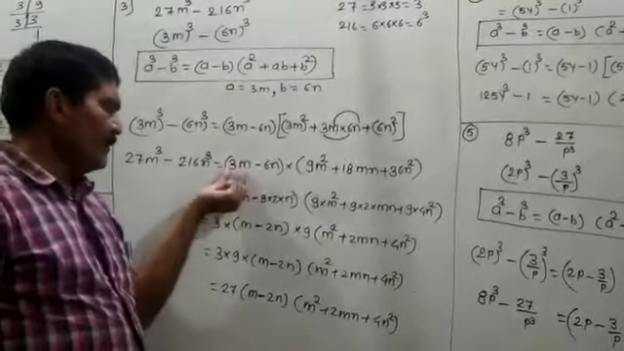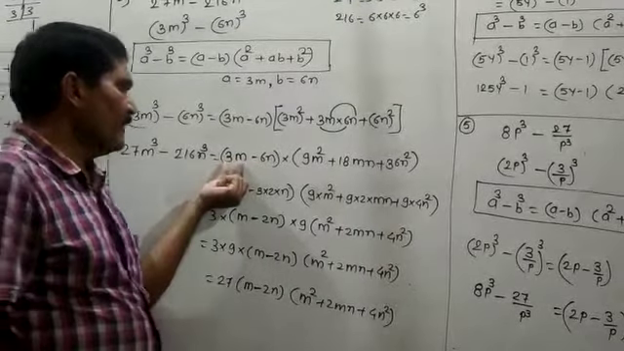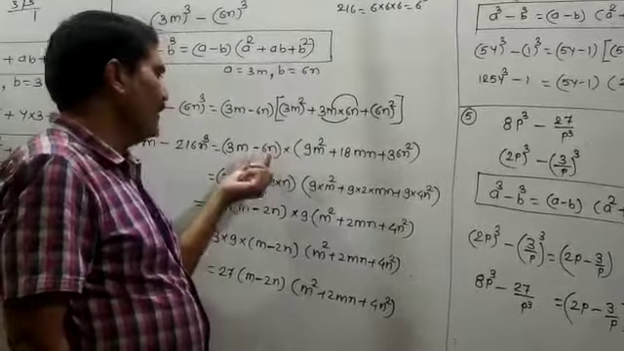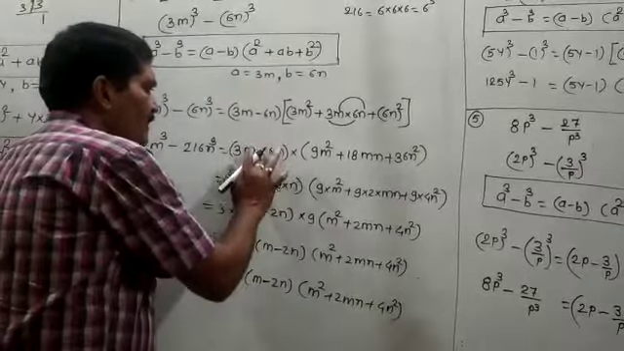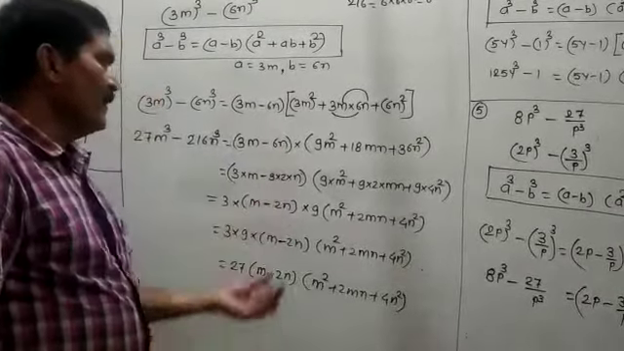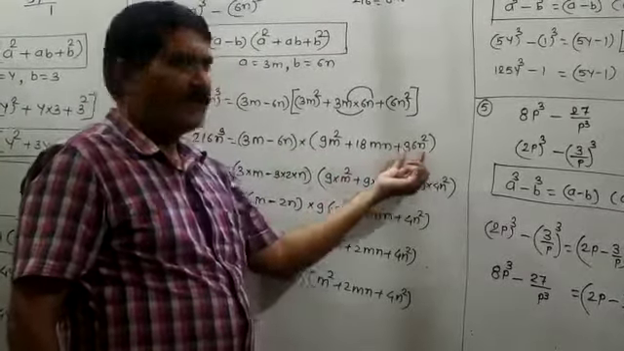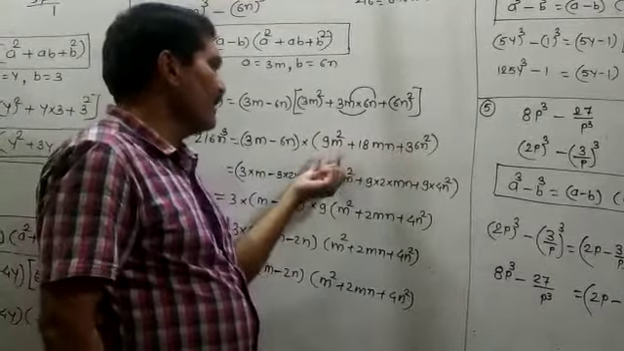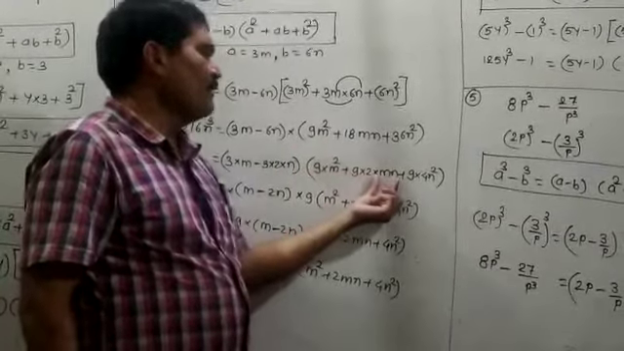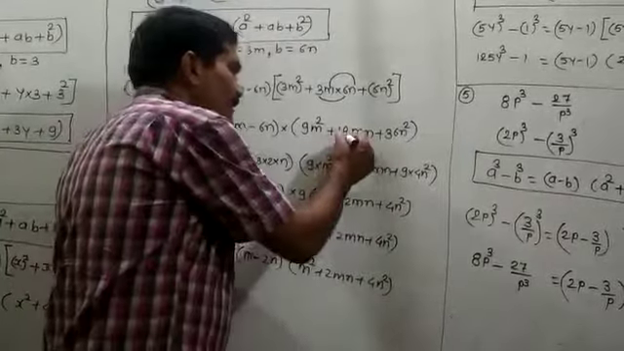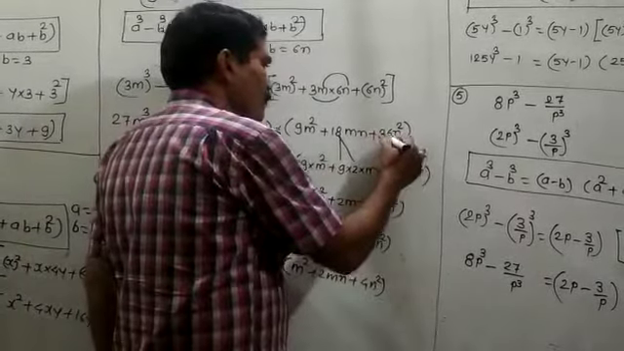In between these two terms, this is a multiple of 3, and this one is also a multiple of 3. So I will write 3m as 3 multiplied by m, and 6n as 3 multiplied by 2n. Here 9 is present in all the 3 terms, so you have to write this as a multiple of 9: 9 multiplied by m square, 9 multiplied by 2 multiplied by mn. 18 you will write as 9 multiplied by 2, and 36 as 9 multiplied by 4.